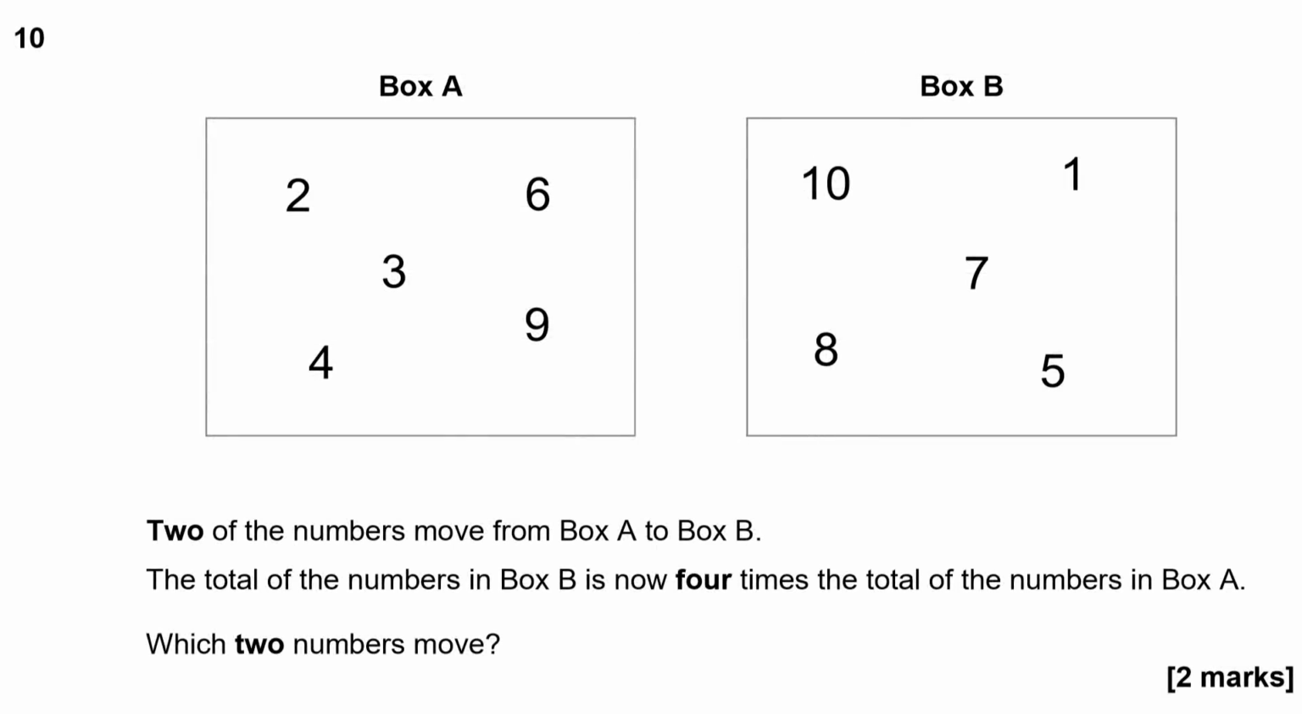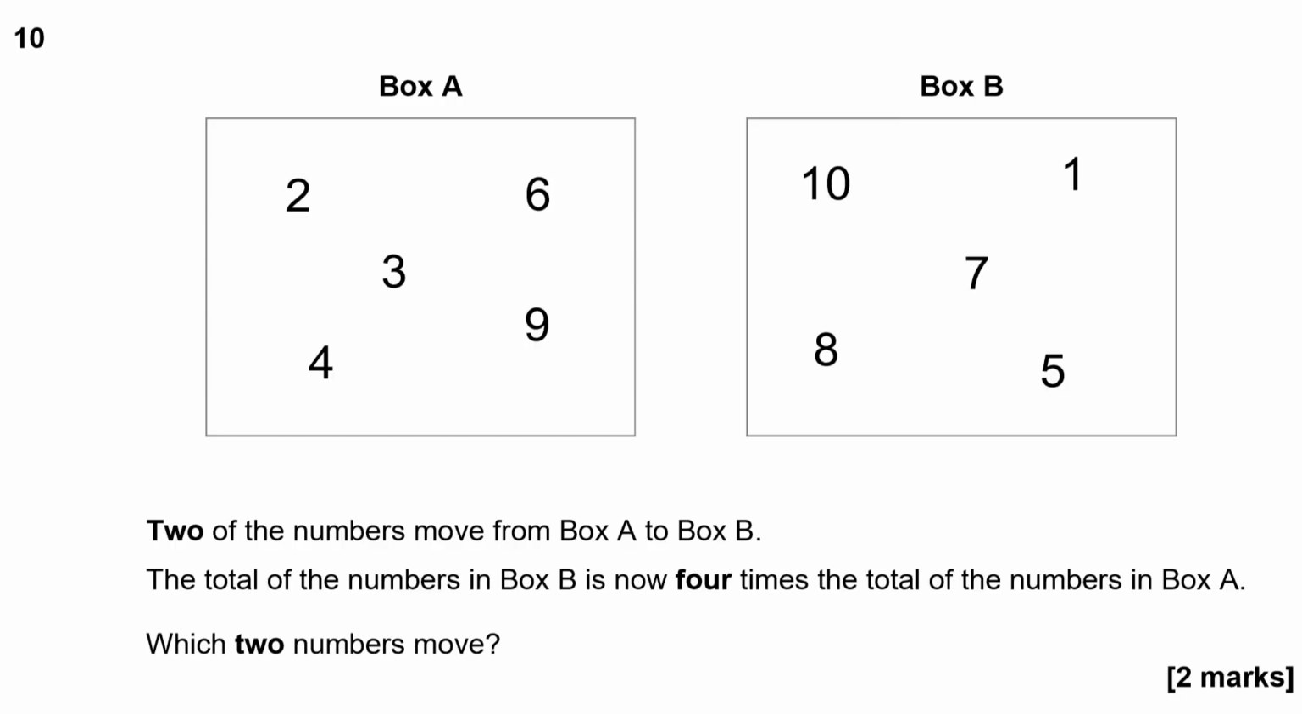Question 10. I've got 2 boxes here, box A and box B. Box A has got the numbers 2, 3, 4, 6 and 9 in. And box B has the numbers 1, 5, 7, 8 and 10. Don't really notice what they have in common yet.